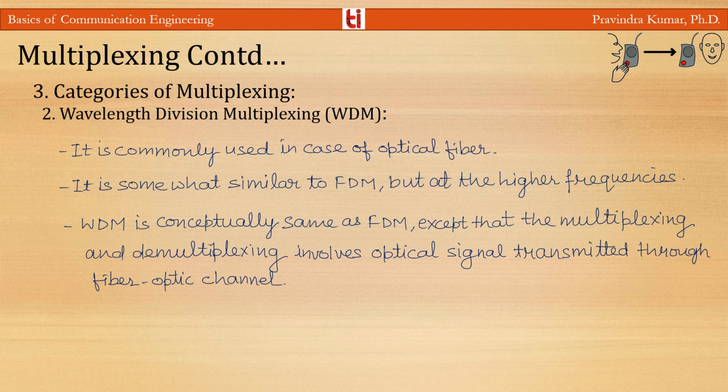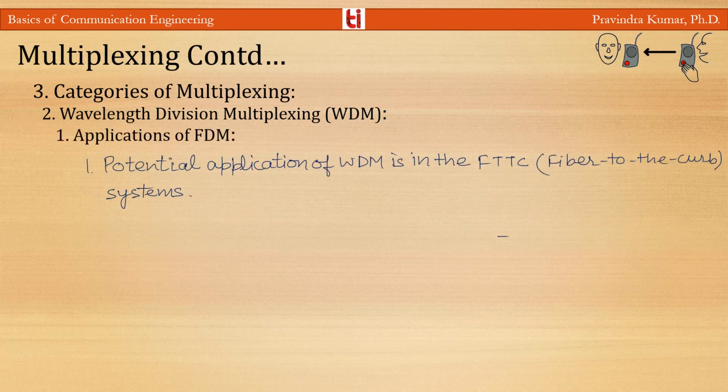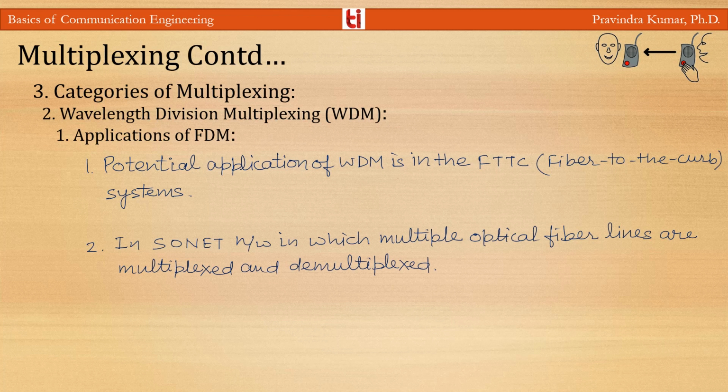So WDM is conceptually the same as FDM, except that the multiplexing and demultiplexing involve optical signals transmitted through the optical fiber channel. Potential applications of WDM are in fiber to the home, fiber to the curb, fiber to the office, and all these types of systems. And one important application of WDM is the SONET network, in which multiple optical fiber lines are multiplexed and demultiplexed.